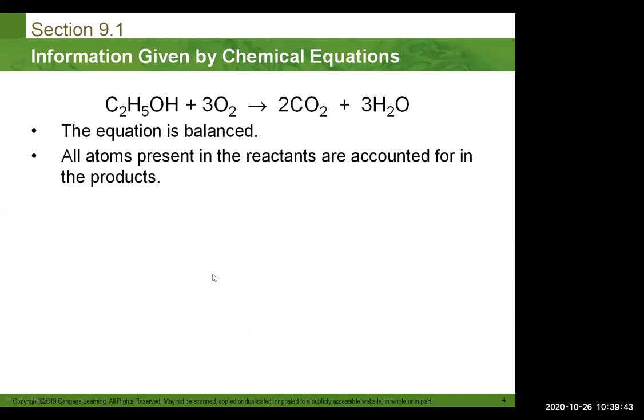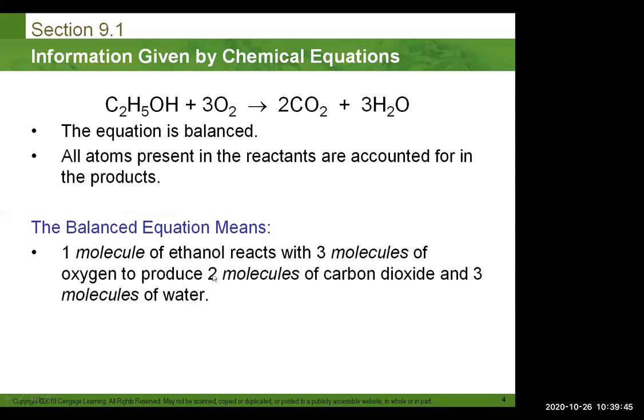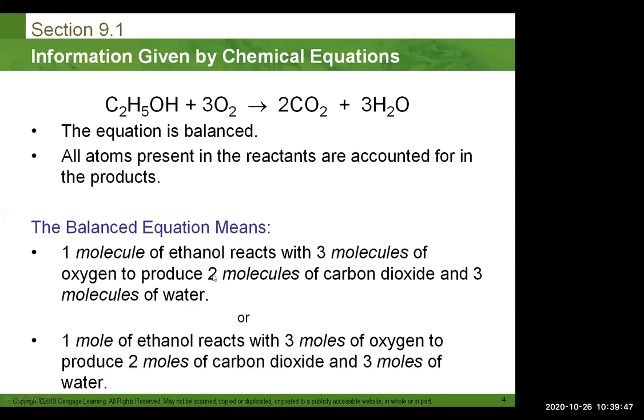So when we look at an equation such as this, again, we could look at those coefficients and say a couple of things. We could do a molecule-to-molecule relationship as well. We could say in this example, 1 molecule of ethanol, because the coefficient here is 1, reacts with 3 molecules of O2, gives us 2 molecules of CO2 and 3 molecules of H2O in this particular case.